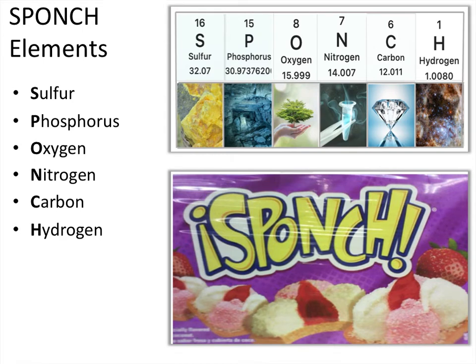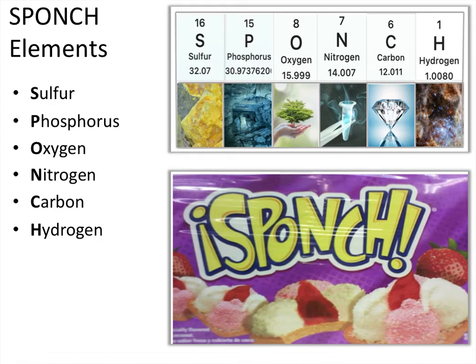Another key concept when we're talking about atoms and molecules that make up living organisms is the SPONCH elements. SPONCH stands for sulfur, phosphorus, oxygen, nitrogen, carbon, and hydrogen. These six elements are the absolute minimum that all life forms must have, at least as far as we know. So all living organisms on the planet must have, at an absolute minimum, a source of sulfur, phosphorus, oxygen, nitrogen, carbon, and hydrogen.